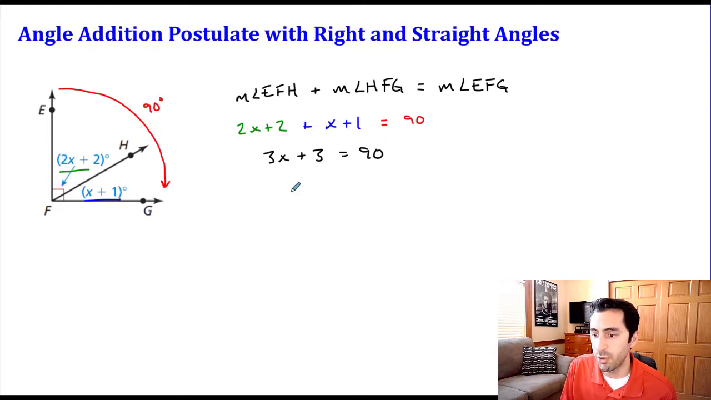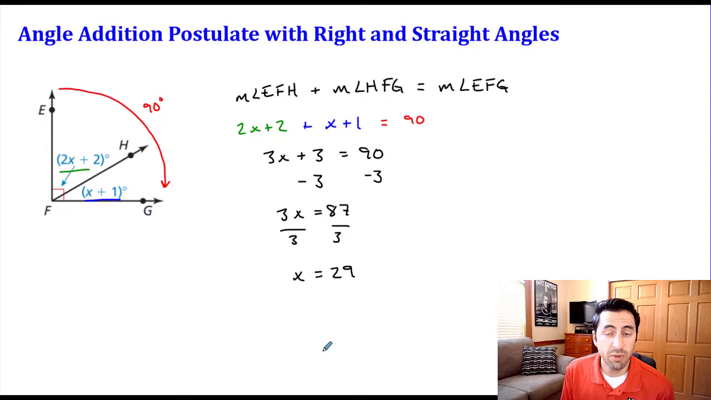Let's isolate the variable term. So I'll subtract 3 from both sides. That gives me 3x is equal to 87. And then lastly, dividing by 3, we get an x value of 29. All right, so we were able to find that value for the variable. But not only that, now we can go back through and we can find out how big these angles are.